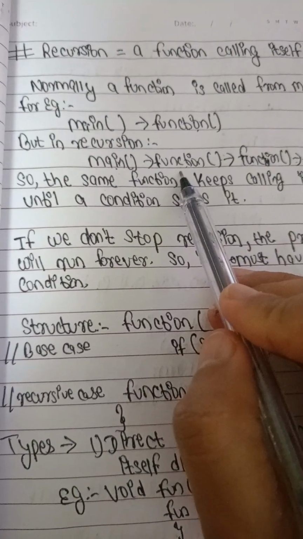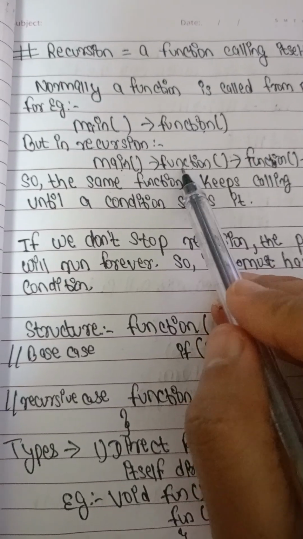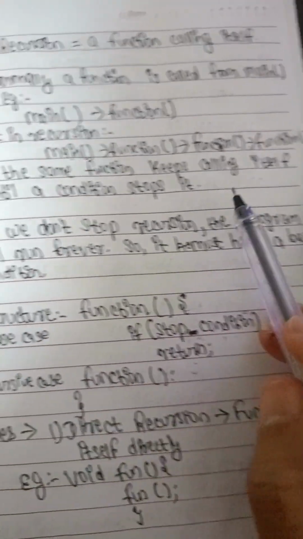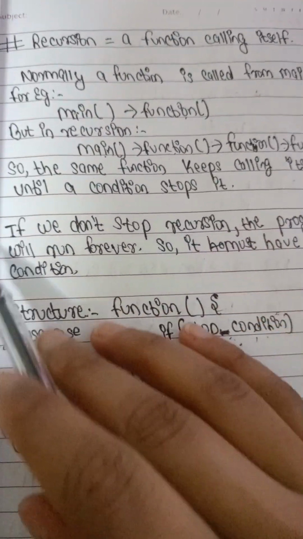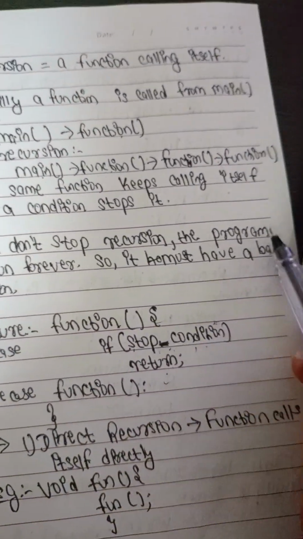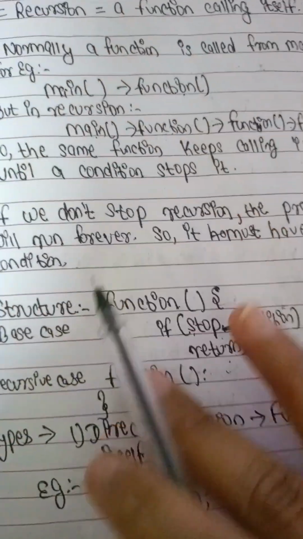That means a base condition. If the base condition is not used, if we don't stop the recursion, the program will run forever. So it must have a base condition. So let's see the structure.